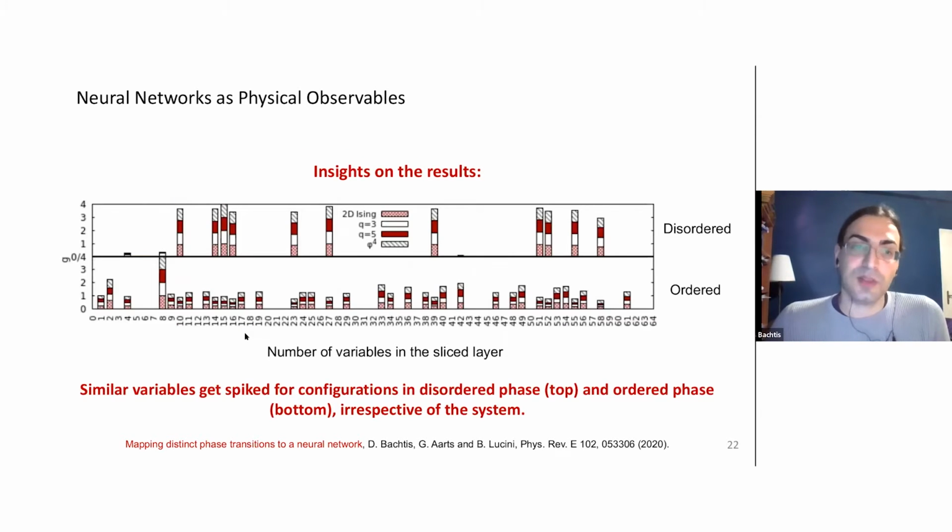And here are the results. These are the variables at that specific layer. At the top, you can see that there is a certain set of variables that get triggered when we give configurations from the disordered phase, irrespective of the system, and another set of variables that get triggered when we give configurations from the ordered phase, irrespective of the system. So this indicates that the neural network has learned some form of universal features that are able to differentiate between the two phases.